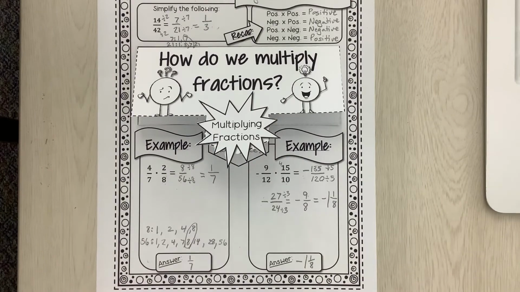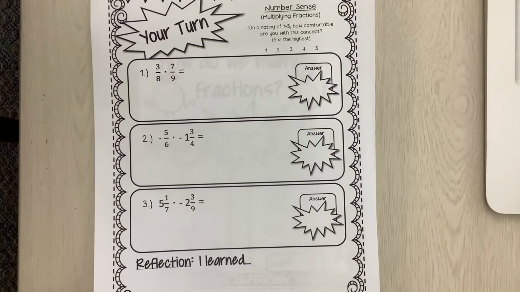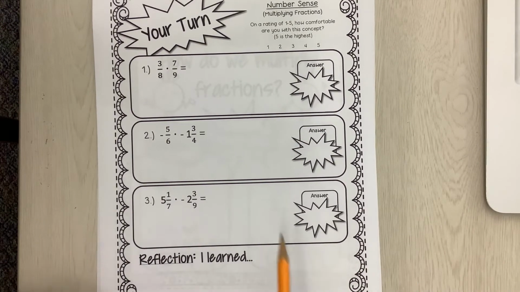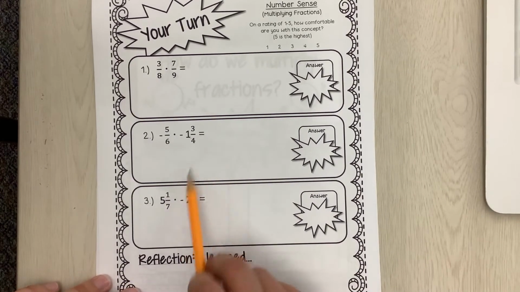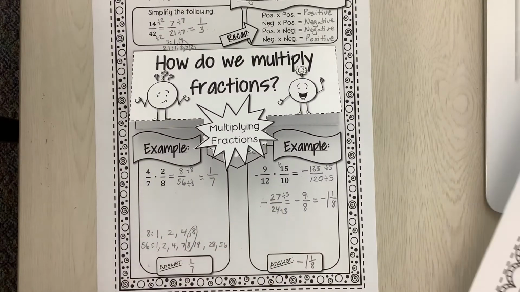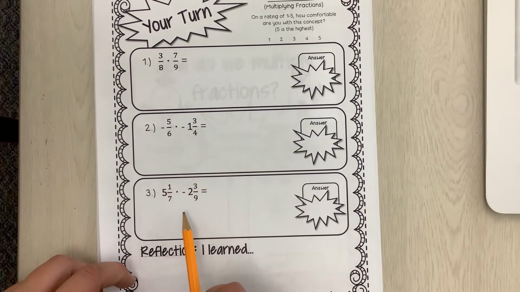So let's look at your practice problems that you have now. On here, it looks pretty normal, except number 3, I'm noticing we need to talk about. And number 2 actually. So number 2 and number 3 have mixed numbers. So you're gonna have to convert these into improper fractions.